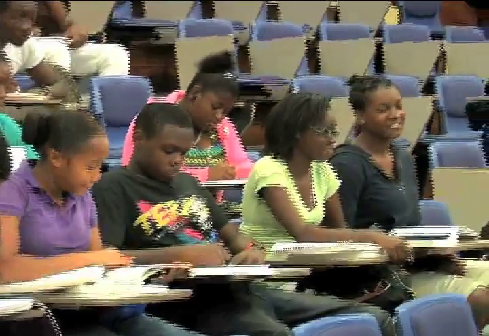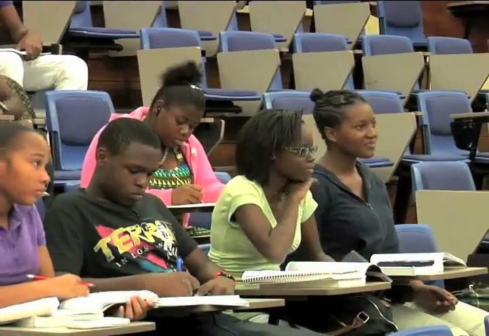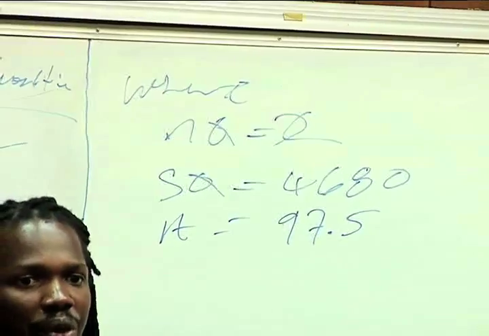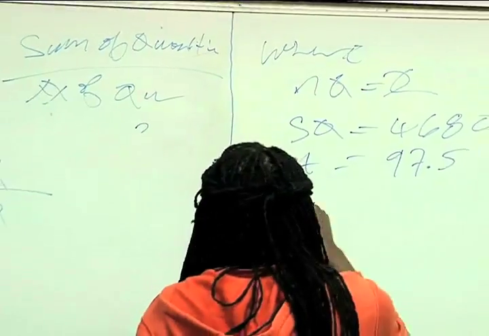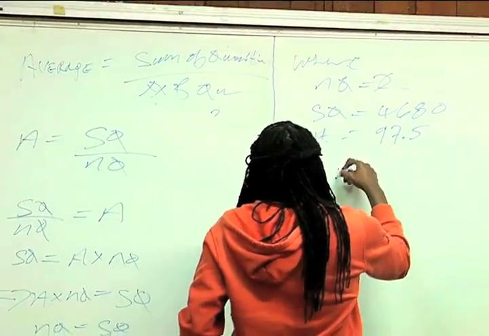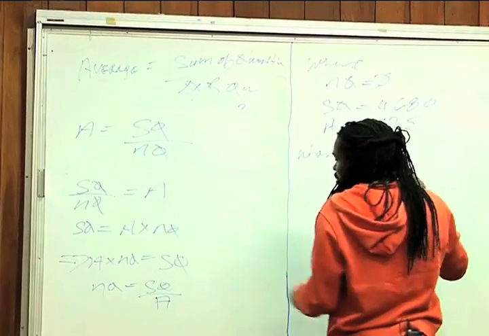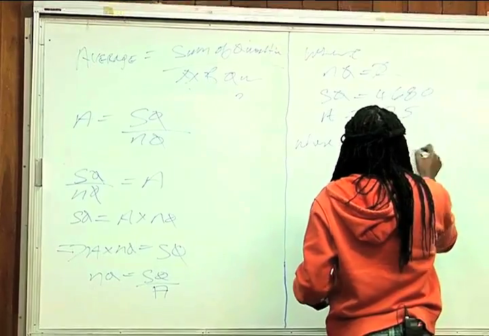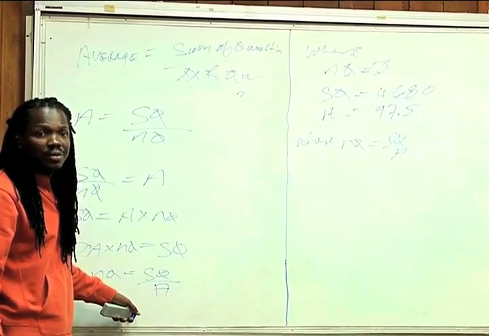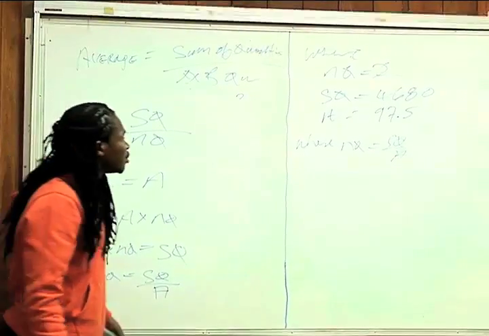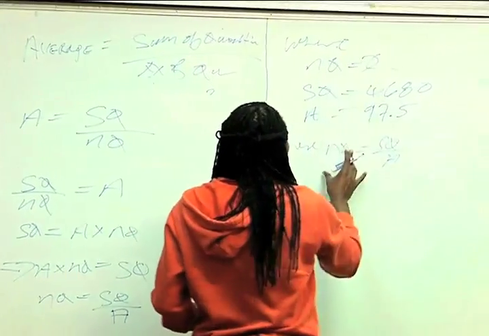97.5. All of this is in the question. So you write it out like this now, so you can work it out easier. Now, what do we know also is this, that NQ equals SQ over A. See there? That's where we found over here. So, see that? Good. Alright, so we'll just put these in it now.